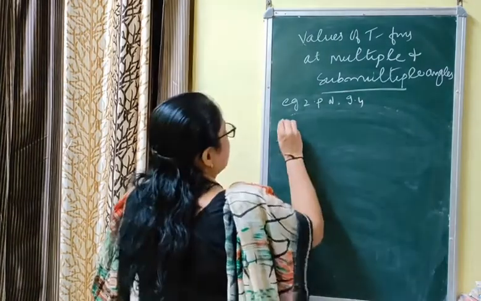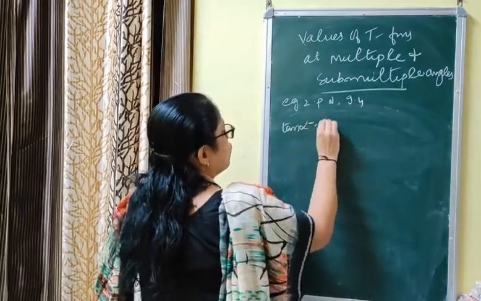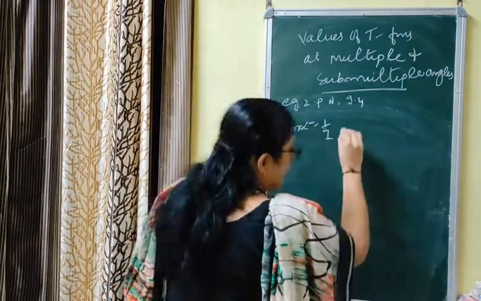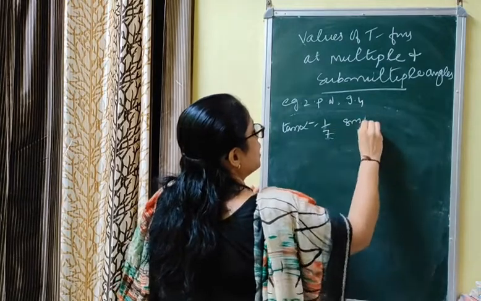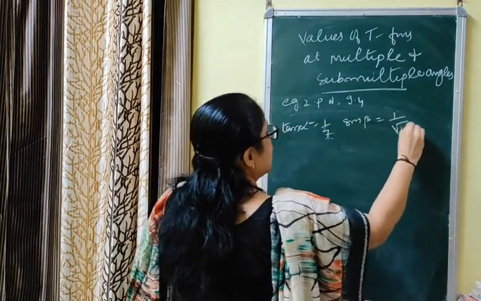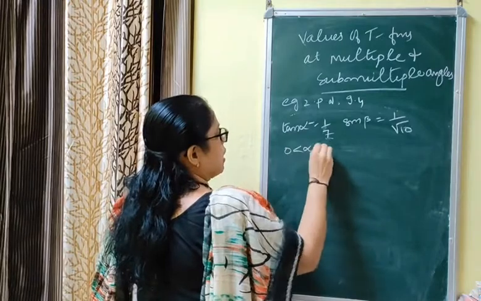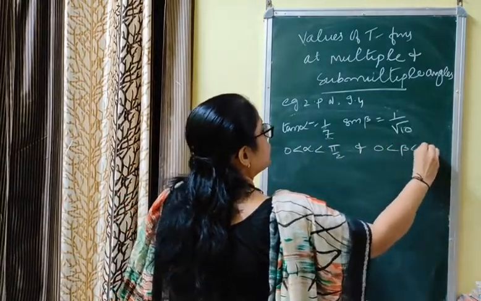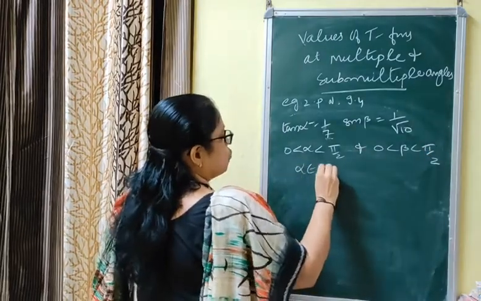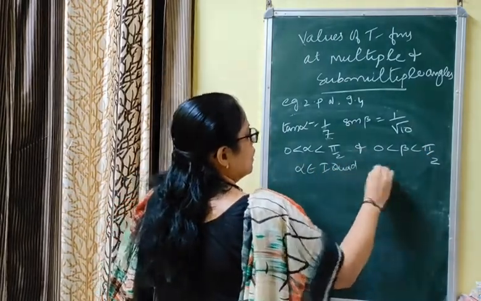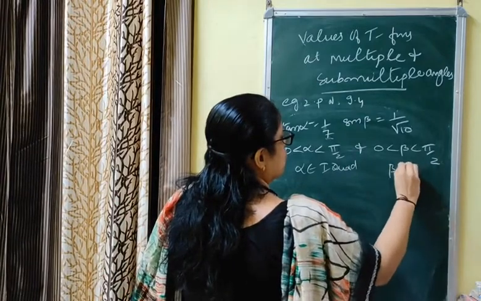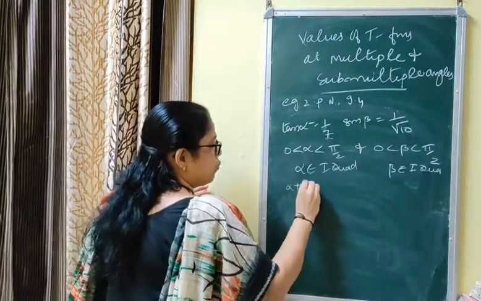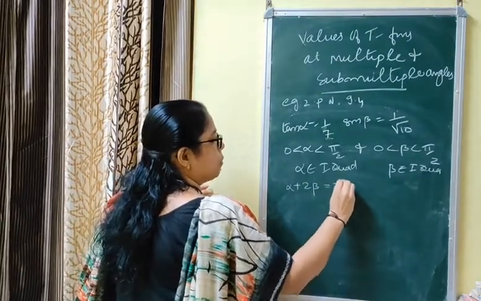You are given that tan alpha is equal to 1 by 7, and sin beta you are given as 1 by root 10. The condition you are given as 0 less than alpha less than pi by 2 and 0 less than beta less than pi by 2. That means alpha belongs to the first quadrant as well as beta belongs to the first quadrant. Now you are asked to prove that alpha plus 2 beta is equal to pi by 4.